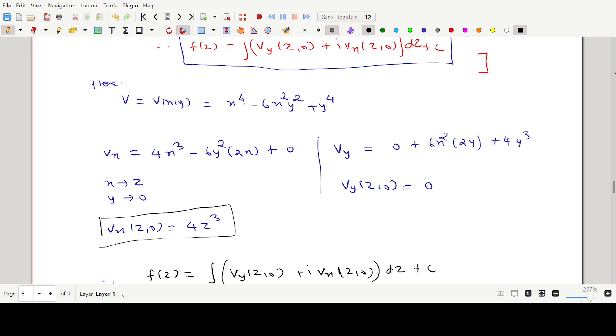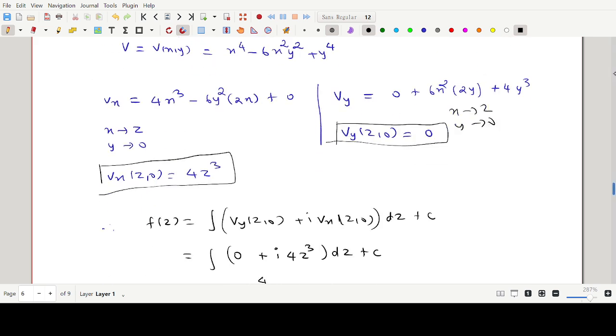In a similar way, find the derivative with respect to y. Here the x power 4 term is constant, 0. 6x square is constant, and y square differentiates to 2y; this one plus 4y cube. So here I can replace x with z and y with 0. Everything is 0, and this also is 0. So I am getting vy of z comma 0 as 0.